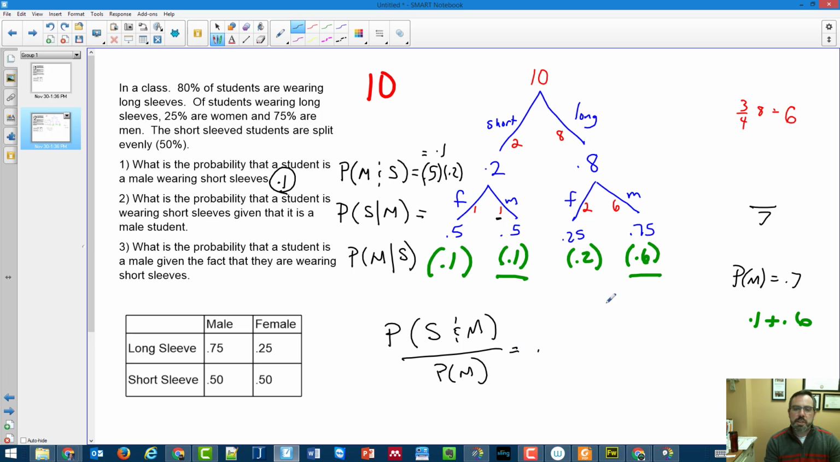All right, I have these numbers already. Probability they're male, we said there are 7 males, 70% of 10. We also did it with the numbers here, 0.1 plus 0.6. So I have 0.7. That's my probability that you're a male. The probability that you're short sleeves and male, that's what all these green numbers are. Short sleeves and male is 0.1. So I end up with 1/7 or 14%.